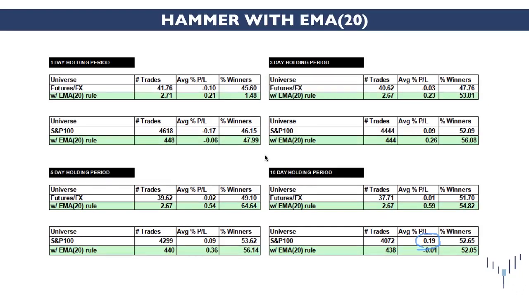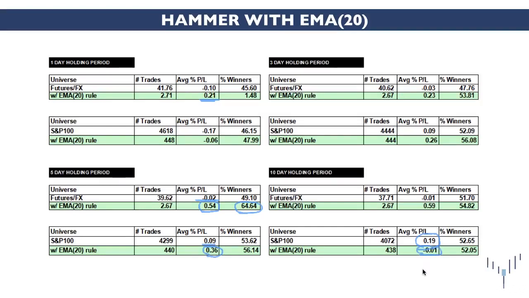For example, with a 1-day holding period in futures, we've gone from an average loss of 0.1% to an average gain of 0.21%. And arguably our best result came with a 5-day holding period where we recorded an average profit per trade of 0.54% with a 65% win rate. And this has improved from a 0.02% average loss. In stocks, we also saw improved performance. For example, over 5 days, we've gone from an average profit of 0.09% per trade to an average profit of 0.36% per trade, although we did see a poor result using a 10-day holding period.